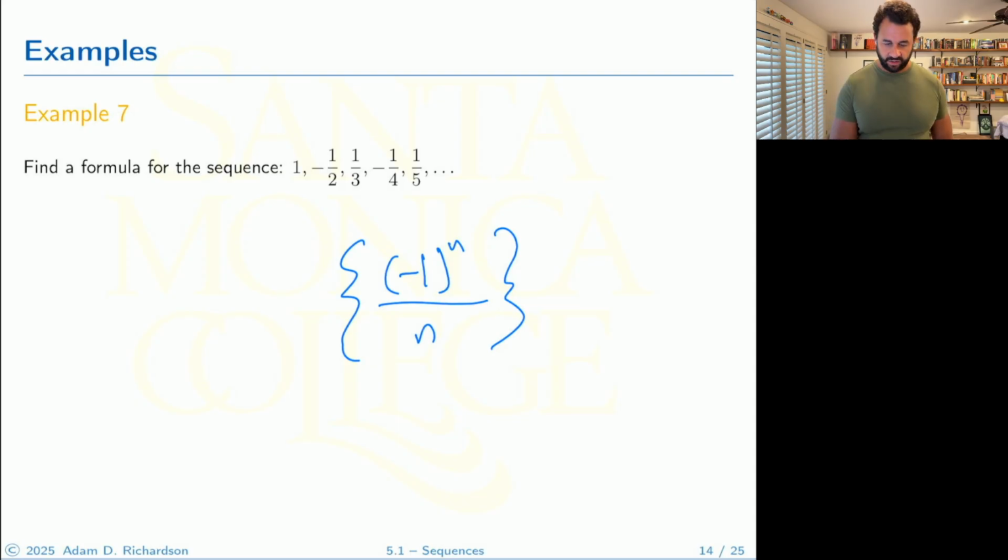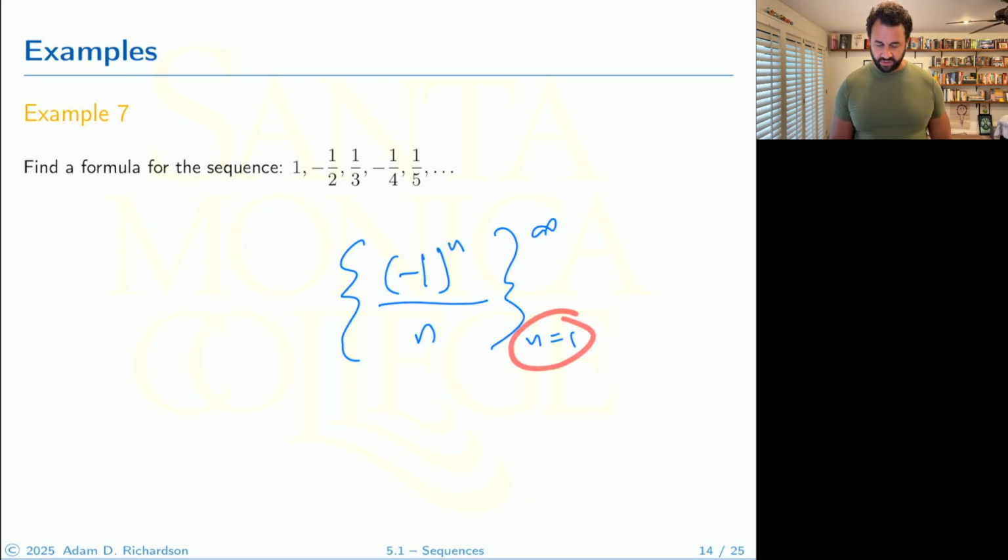So maybe n starts at 1, and the dot dot dot that you see here means it keeps going to infinity. So this is a good guess. Let's check to see if it's right. If n is 1, then the denominator is 1. -1 to the 1 is -1. That's not right.